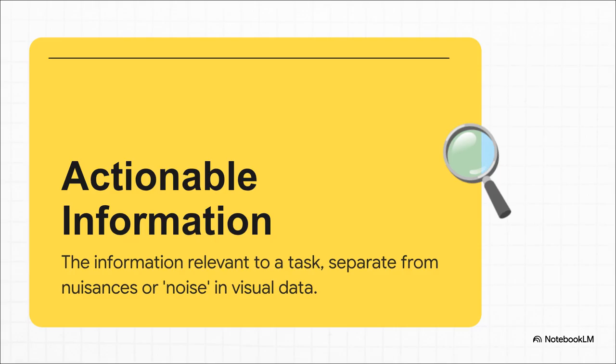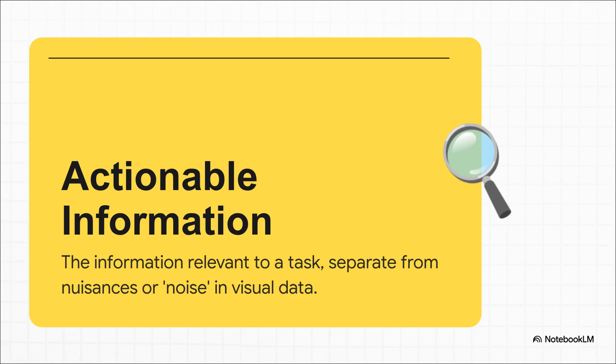This leads to a really key concept called actionable information. Just think about it. When you're driving, you don't really care about the color of every single leaf on every tree you pass. What you care about is the car in front of you, the color of the traffic light, and that cyclist over on your right. Actionable information is all about filtering out all the visual noise and just extracting the bits that you need to do something.